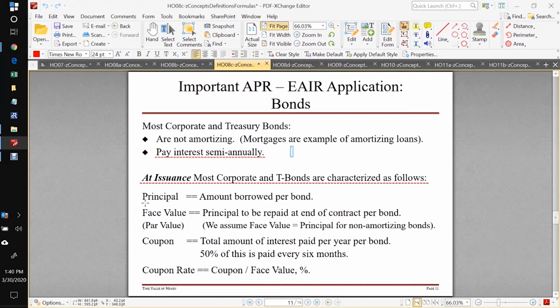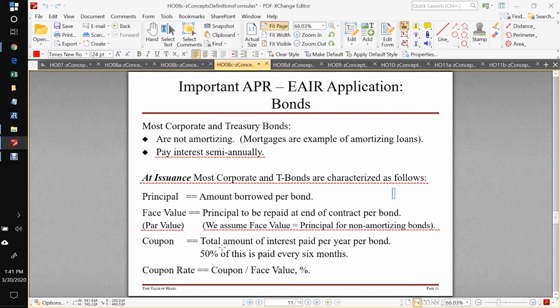So the principal of a bond is the amount borrowed per bond. The face value is the principal to be repaid at the end of the contract per bond. And for us, that's going to be the same thing as the principal, and also heads up, that's called in some places par value. So for us, principal equals face value equals par value.